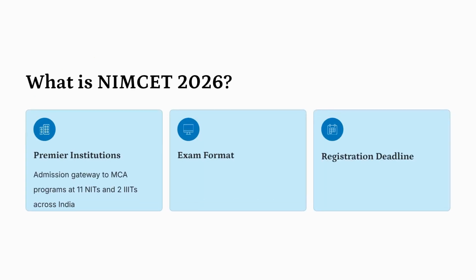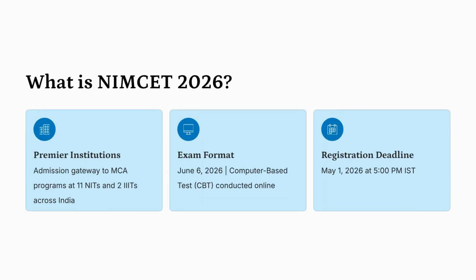NIMCET 2026 or the National Institute of Technology MCA Common Entrance Test is conducted for admission to MCA programs in 11 NITs and 2 triple IITs across India. The exam will be held on June 6, 2026 as a computer-based test. The last date to register is May 1, 2026 till 5 pm IST. Make sure you complete your registration before the deadline.